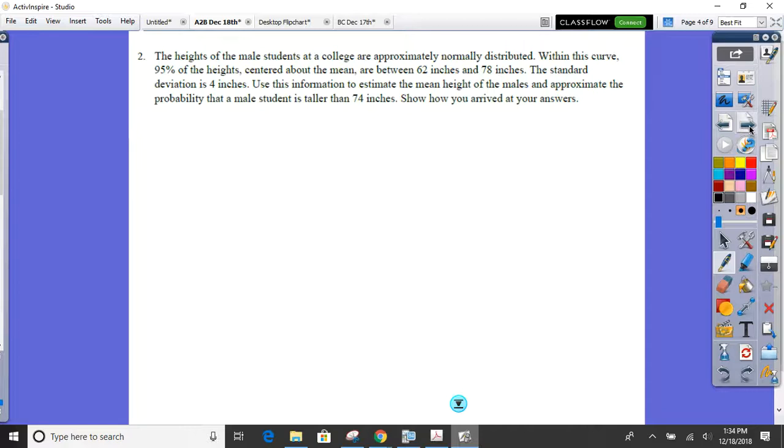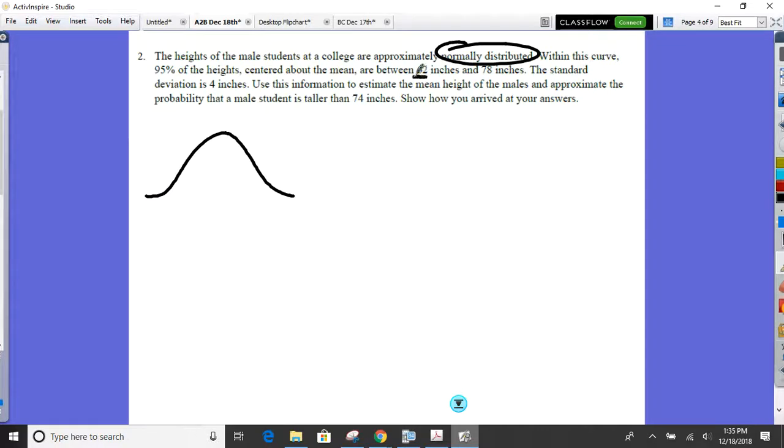There it is. They're approximately normally distributed. All right, we got a lot of options now. Within this curve, 95% of the heights are between 62 and 78. Normally distributed. You tell me, where can I put 62 and 78 on this curve?